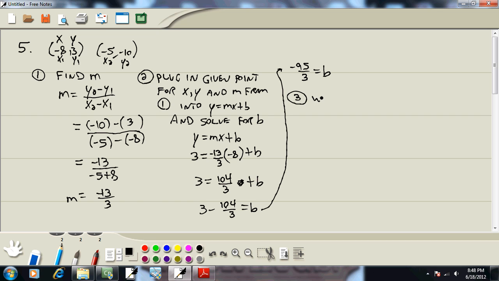And step 3, write your answer. Our answer is y is equal to mx plus b, so we plug in the m we just found, which is -13/3, and the b, which is -95 over 3.